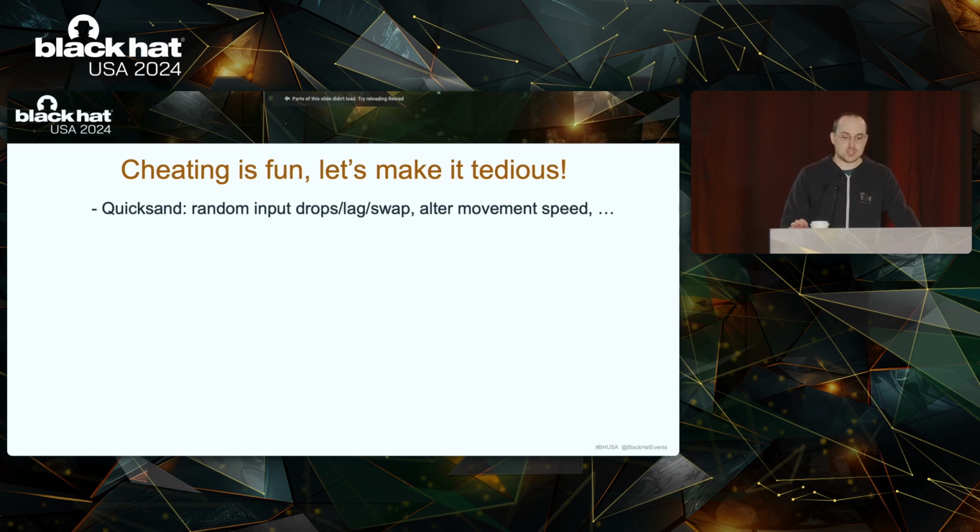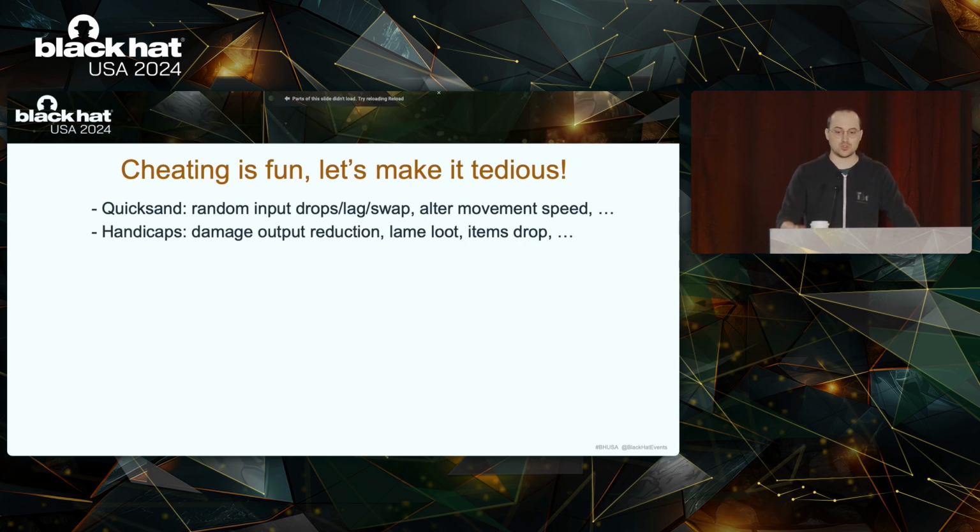Quicksand. This is so annoying, like random input drops. You're moving your mouse, sometimes it's not registered as a movement. Or you're trying to move forward, maybe you will move backward. You try to turn left, it's turning right, and it's completely random. It's so annoying. You try to click to shoot at someone, some clicks are not registered. This is horrible. Or you can alter movement speed, like suddenly you're moving super slow or super fast. And it's really disorienting.